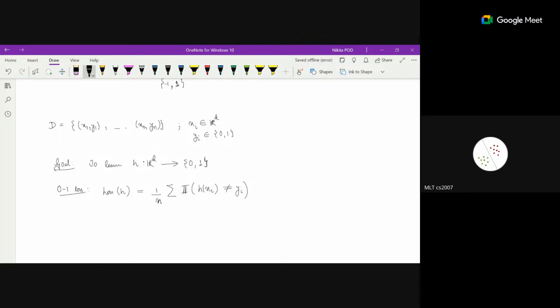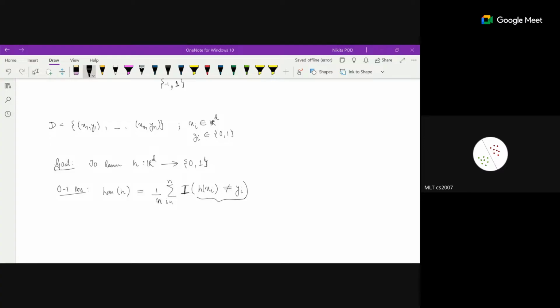What does this mean? This is my indicator function. If the statement inside is true, the indicator function takes the value 1, and if what is inside is false, it takes the value 0. Here, the true statement is h of xi not equal to yi. So for all the features for which whatever my model predicts, h of xi, is not equal to yi, the true label, I am going to give the value 1.